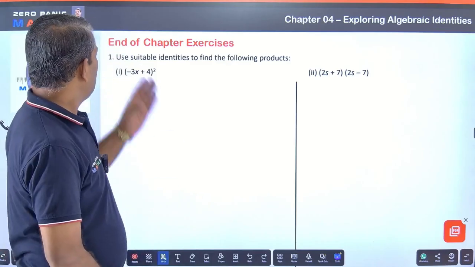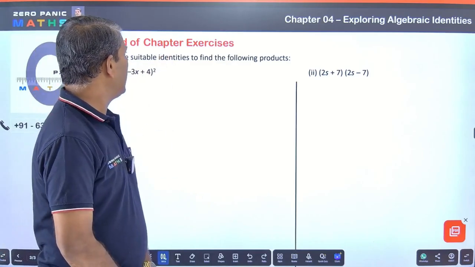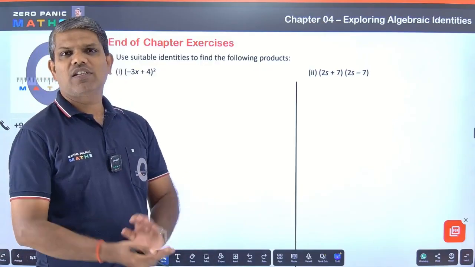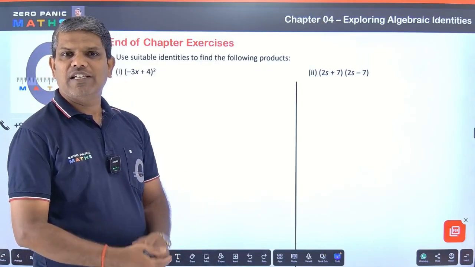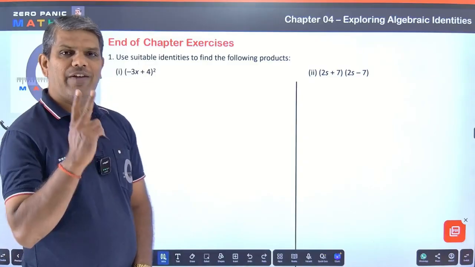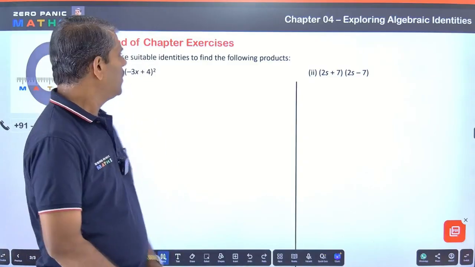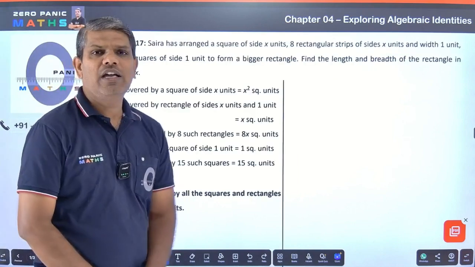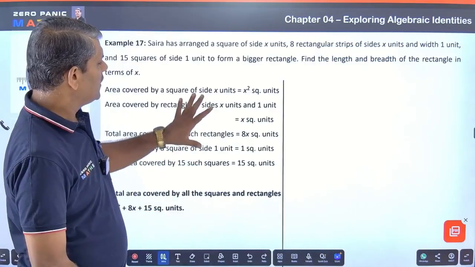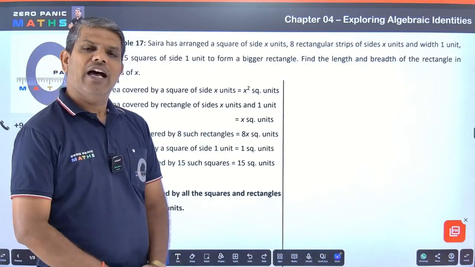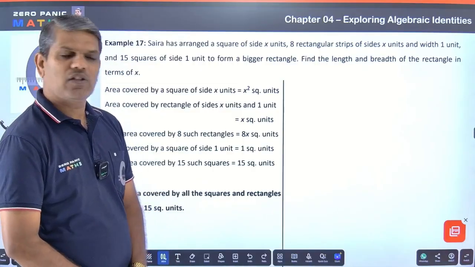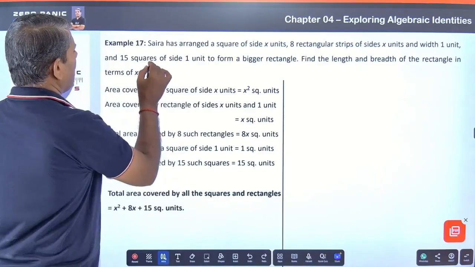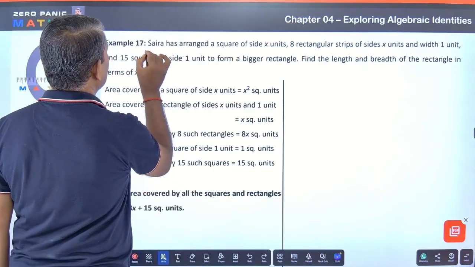In today's session, let us continue our discussion on the end of chapter exercises. But before that, in the previous session, just after completing the exercise set 4.5, we are left with two worked examples, example 17 and example 18. Let us first resolve these two examples and then we will continue our discussion on the end of chapter exercises. Now there is an example 17.